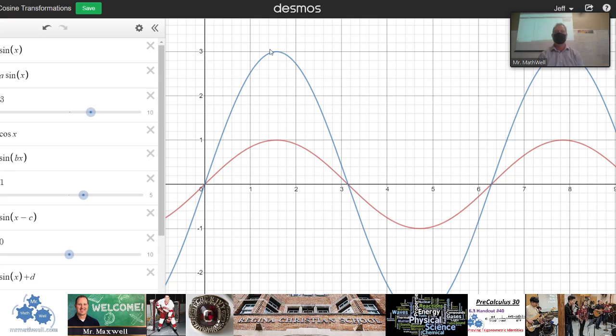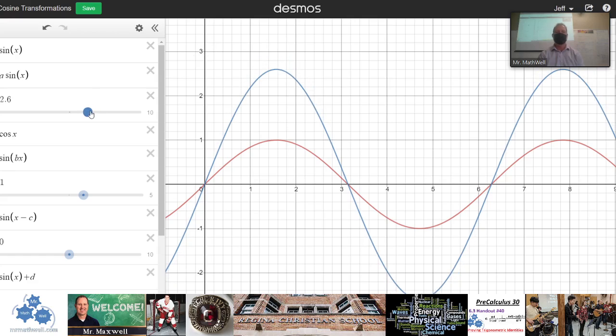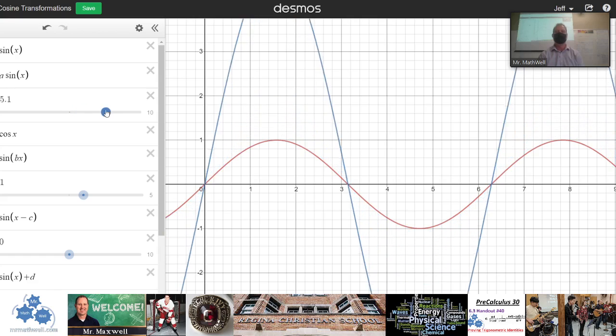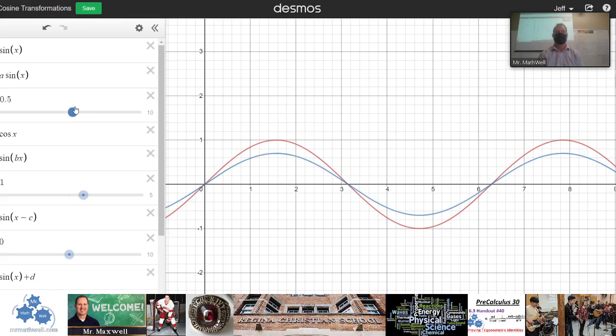You see that? So I can now make a smooth transition here back to 1, and you can see how this graph, okay, the a value looks like the amplitude. As the a goes up, so does the amplitude. See that? Now, what if a is negative?